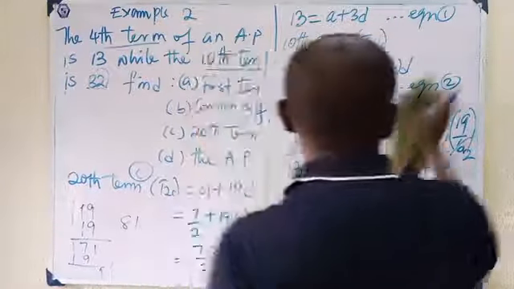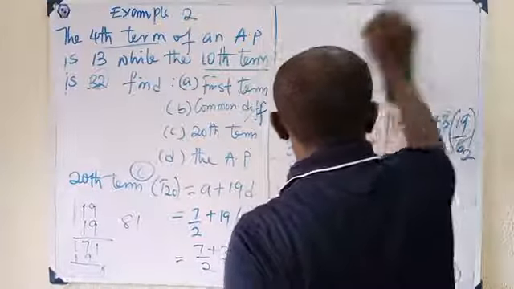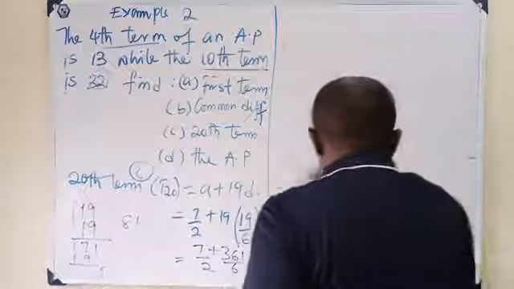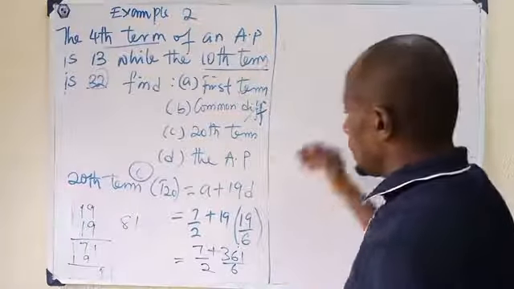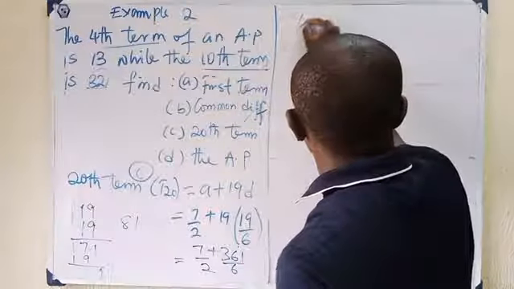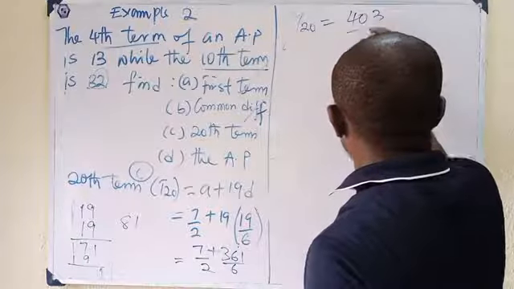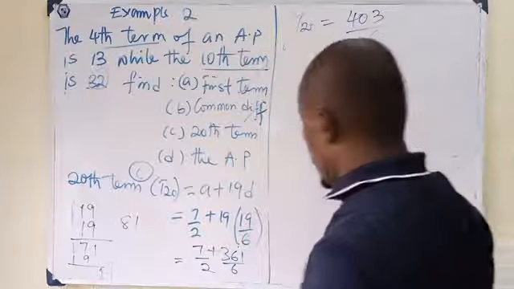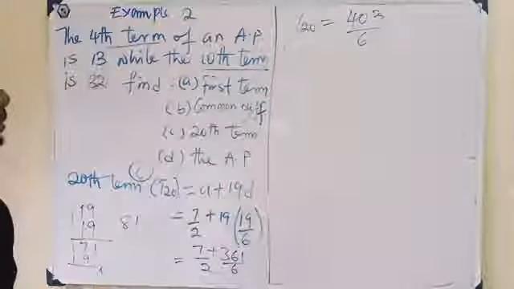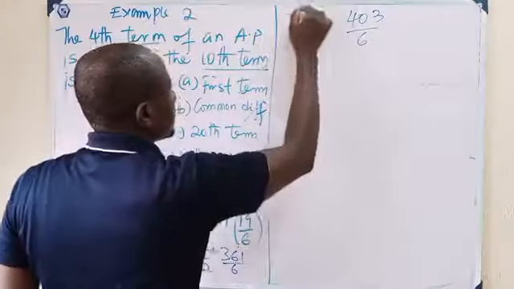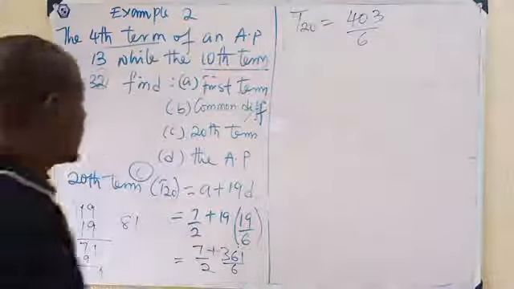So we are still looking for the 20th term. Therefore T20 will give us 403 over 6. I don't know if it's correct, but I think so. So this is the 20th term, T20, 403 over 6. Now for the AP.